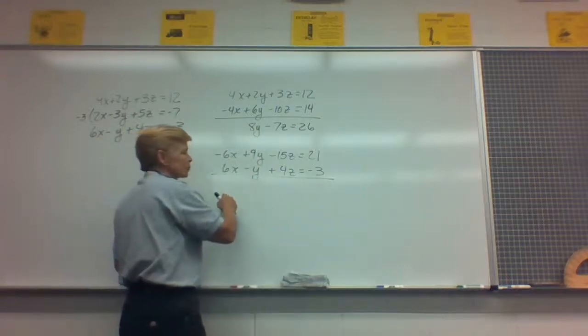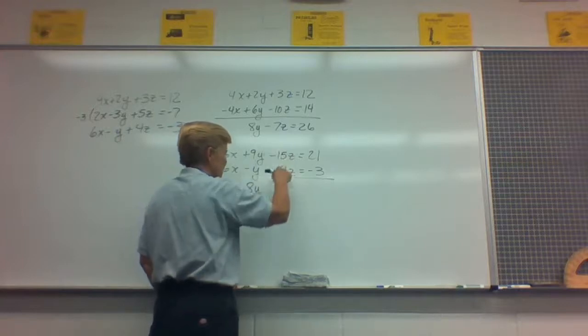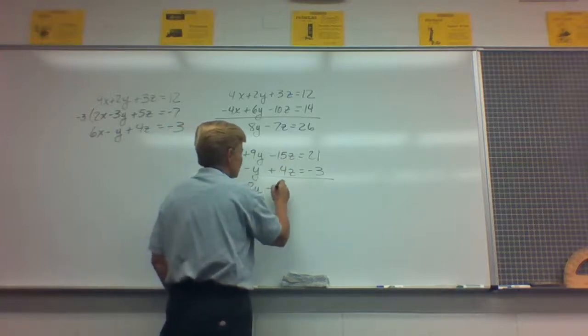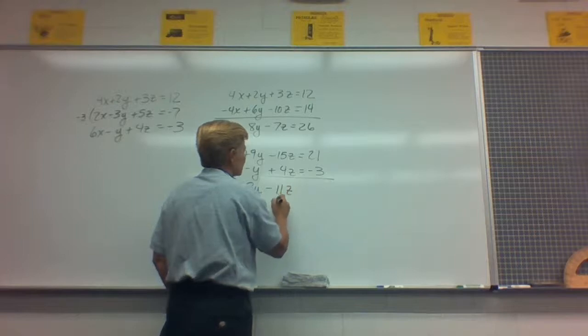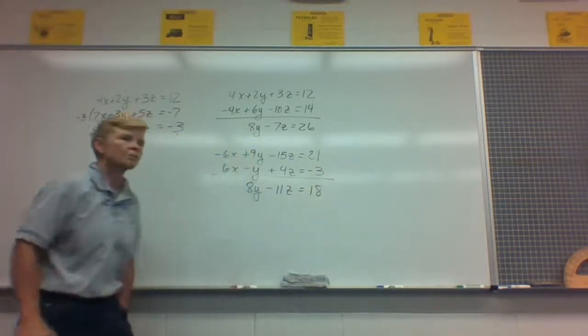The x's add out again, which is how we designed it. I get 8y. I get negative 11z. And 21 minus 3 is 18. Do y'all agree?